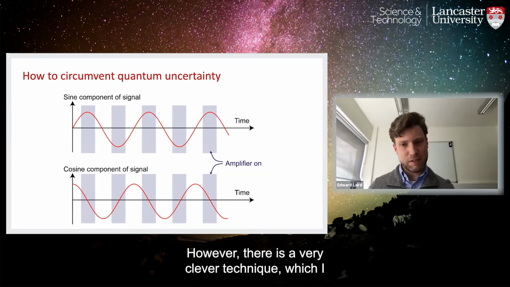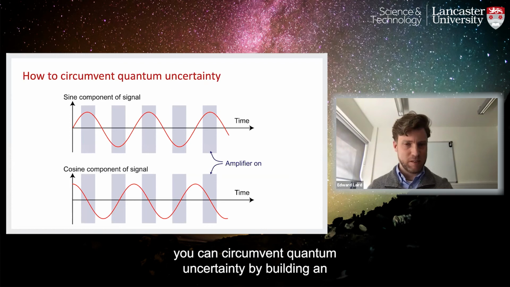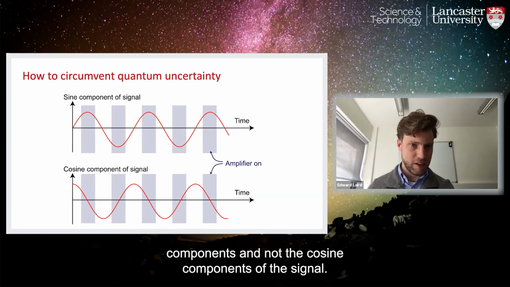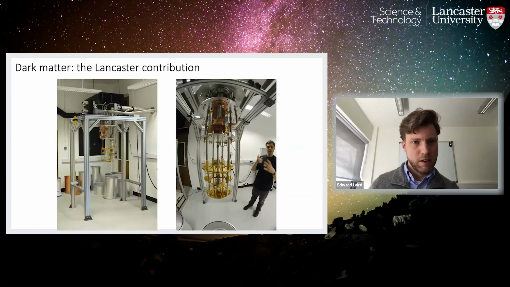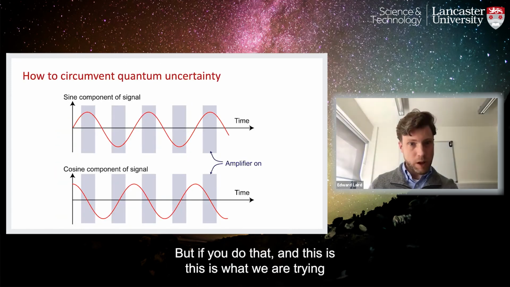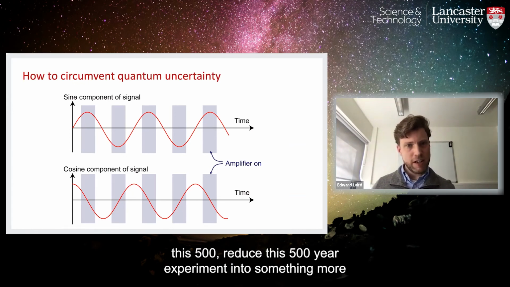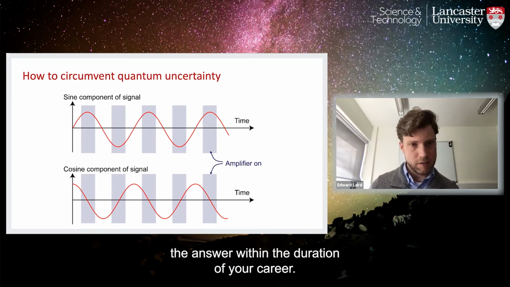However, there is a very clever technique, which unfortunately I don't really have time to explain, which is that you can circumvent quantum uncertainty by building an amplifier that amplifies only one component, only the sine component, and not the cosine component of the signal. I can explain this in the questions if you want me to. But if you do that, and this is what we are trying to do, then you can escape this quantum trap and possibly reduce this 500-year experiment into something more like a 5-year experiment where you could hope to know the answer within the duration of your career.